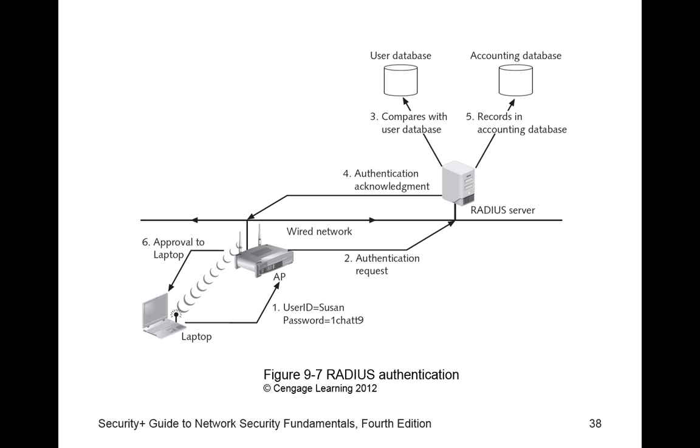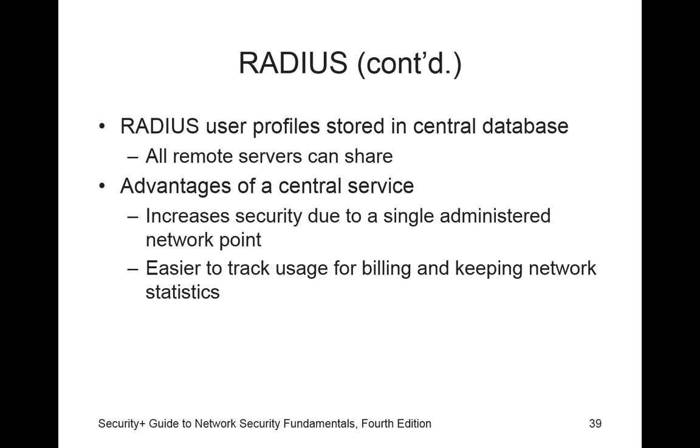Basically, here it goes. The laptop will go to the access point. It says, here's my information. It sends it to the Radius server. The Radius server compares it to the database. Sends back the acknowledgement. Records that also in the database saying that this person did log in. And then sends back to the laptop saying you're approved. That's what Radius does. Basically, all it does is it has your user profile stored in the central database, allows you to have access to it. You've heard the term VPN. That's what Radius is.